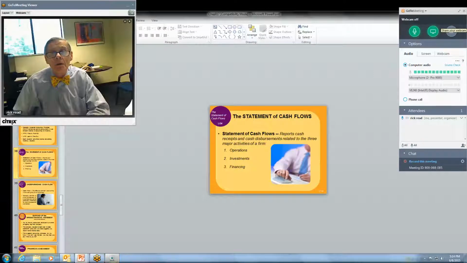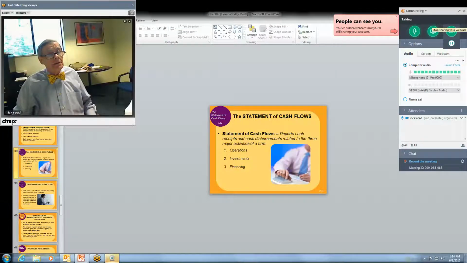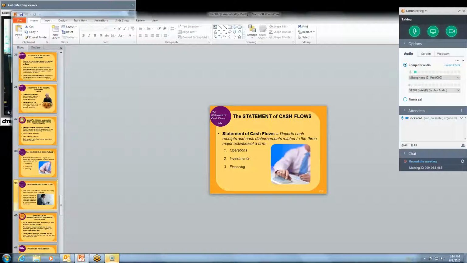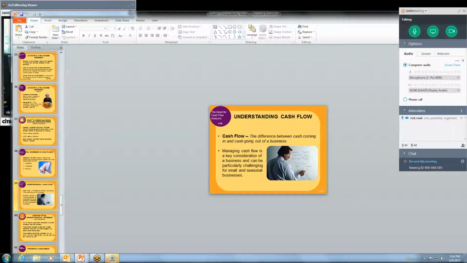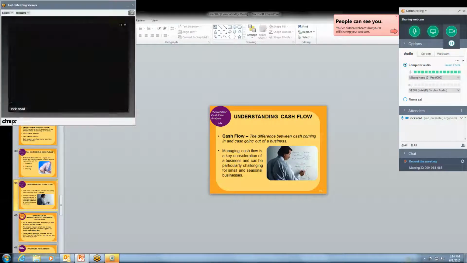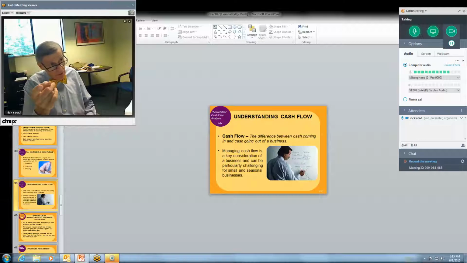Skip me there for a minute. Statement of cash flow, activities that are there: operations, investment, and financing. Cash flow is simple. As you notice there in the slide, it's the difference between what's coming in the door and what's going out the door. It's as simple as that. Notice that it can be difficult. It is especially difficult for small business, and it is even more difficult for seasonal businesses.